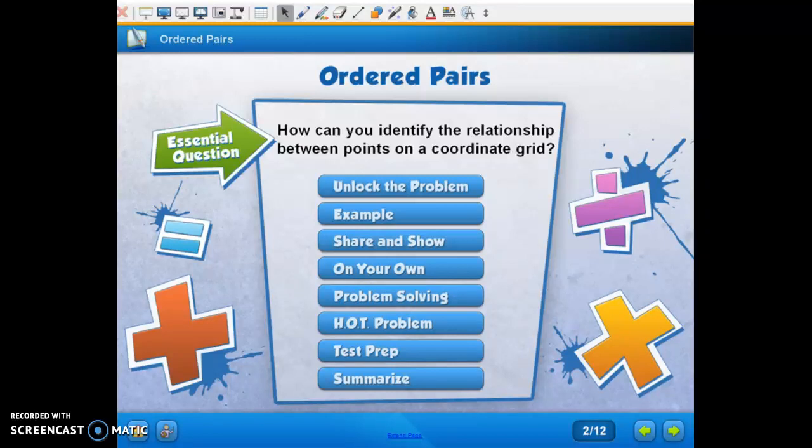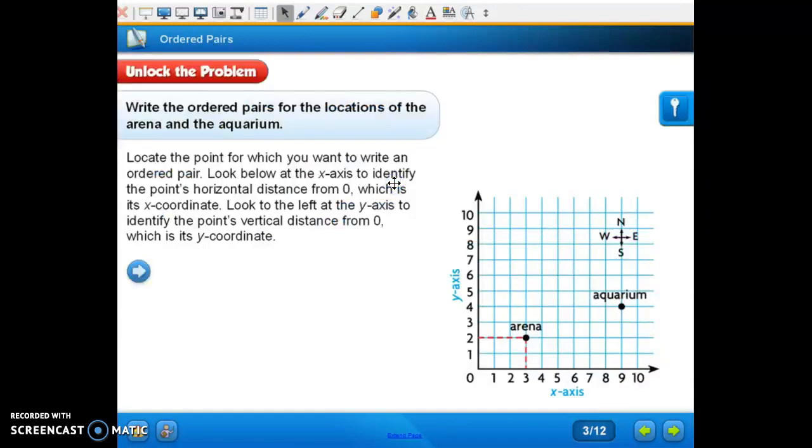Okay, now we're looking at lesson 9.2, ordered pairs. It says, how can you identify the relationship between points on a coordinate grid? Let's look at the top of the page. It says ordered pairs. Connect.